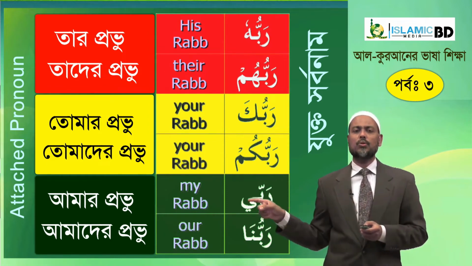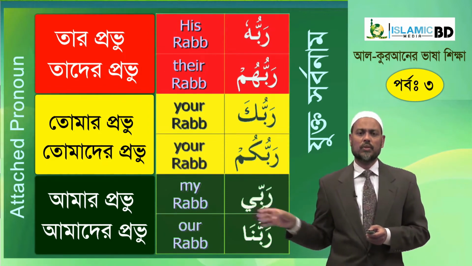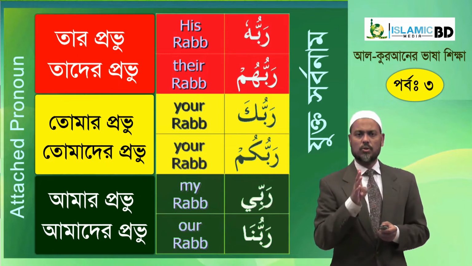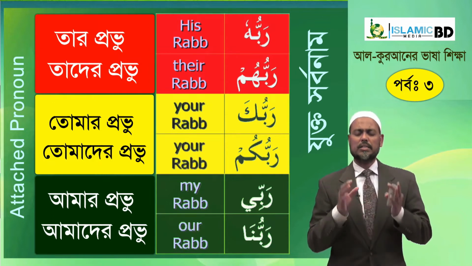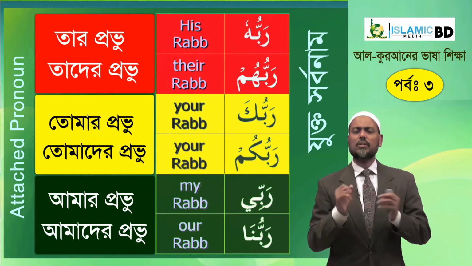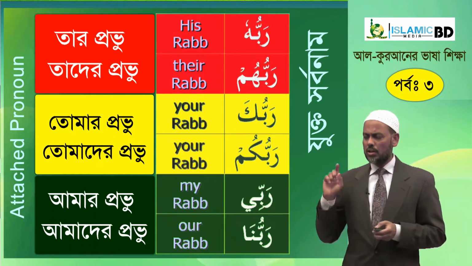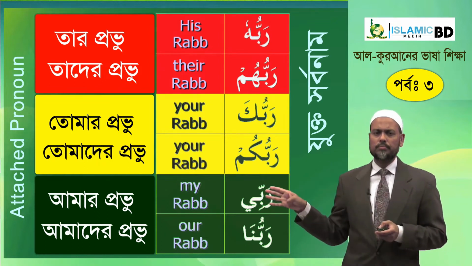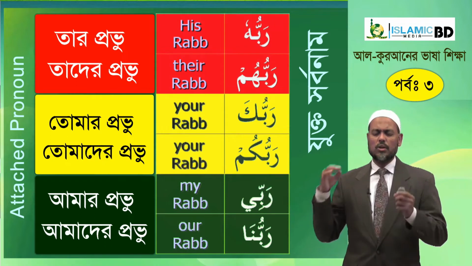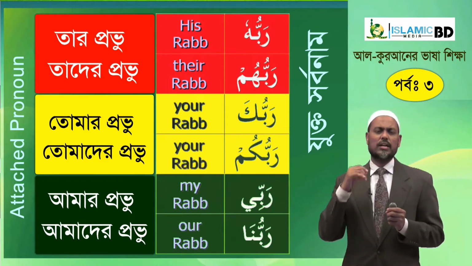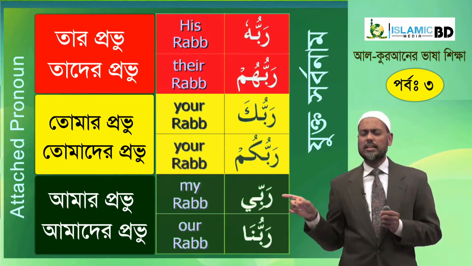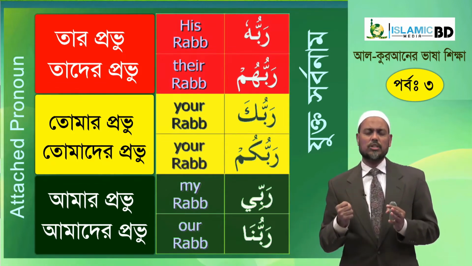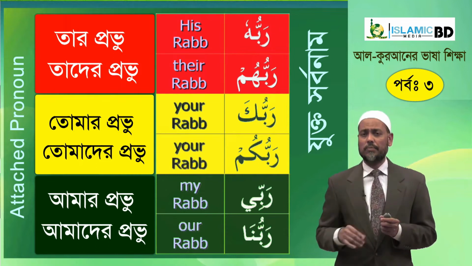One more time. Rabbuhu, his Rabb. Rabbuhum, their Rabb. Rabbuka, your Rabb. Rabbukum, your Rabb. Rabbi, my Rabb. Rabbuna, our Rabb. Now let us repeat it in Arabic only. Okay, repeat after me. Rabbuhu, Rabbuhum. And you think what you're saying. Not only I want your sound but also your brains. Think what you're saying, so you will learn these words in a better way, thoroughly.